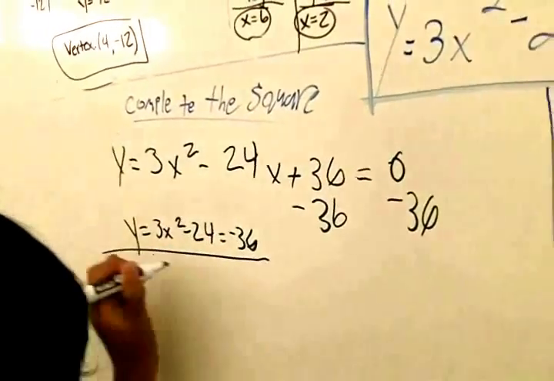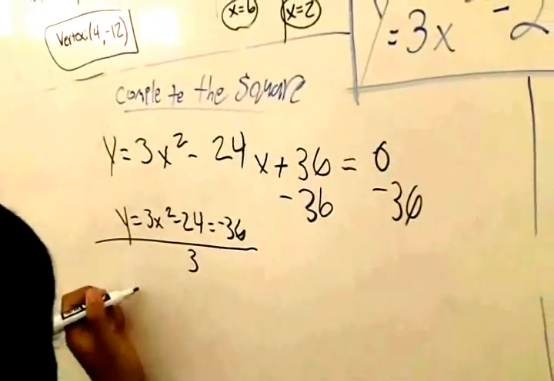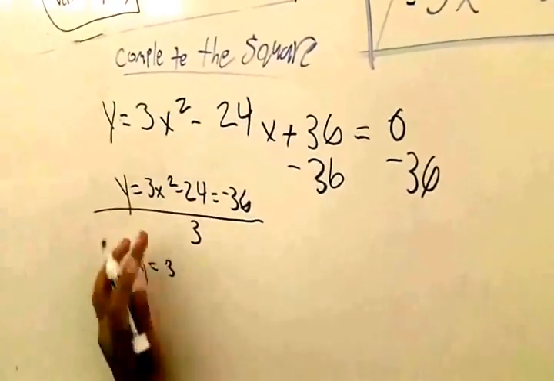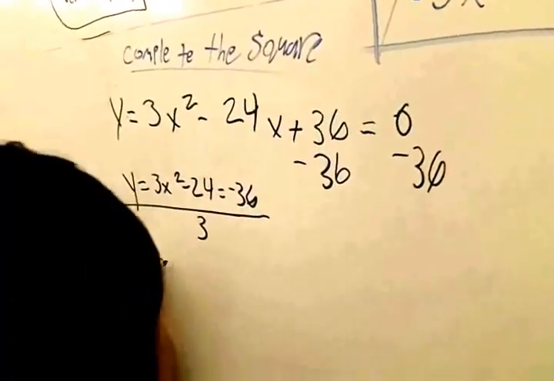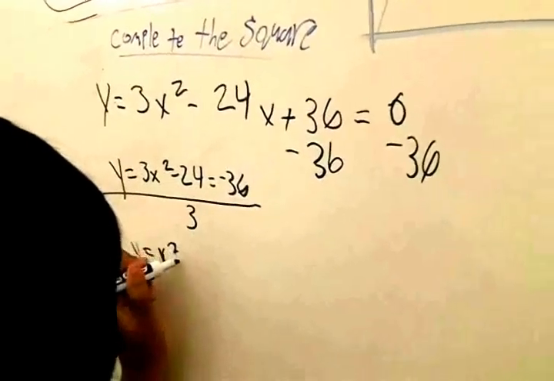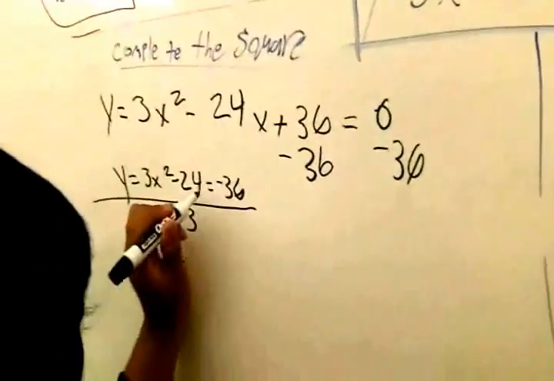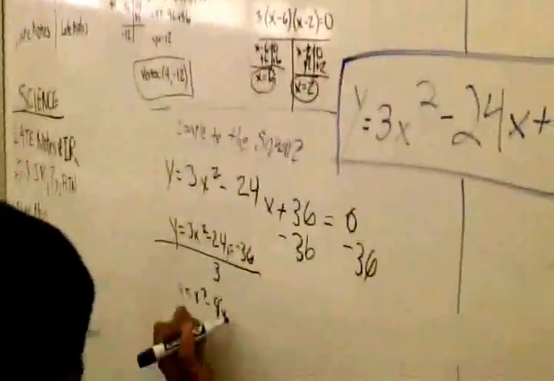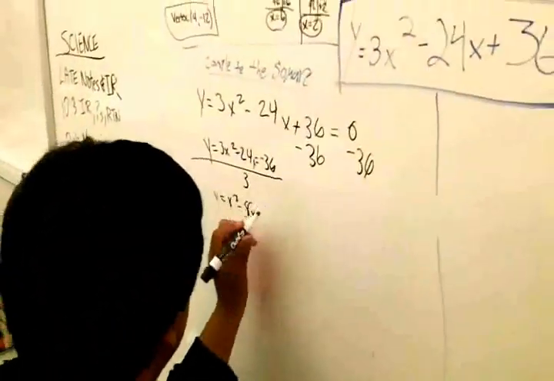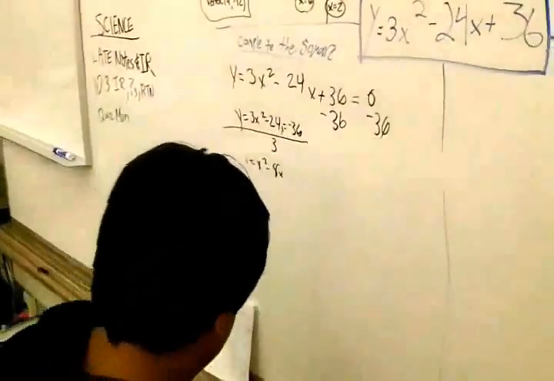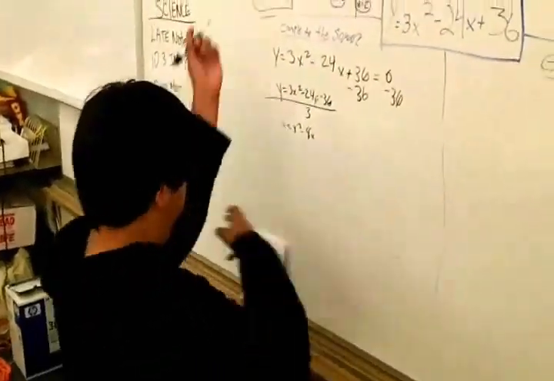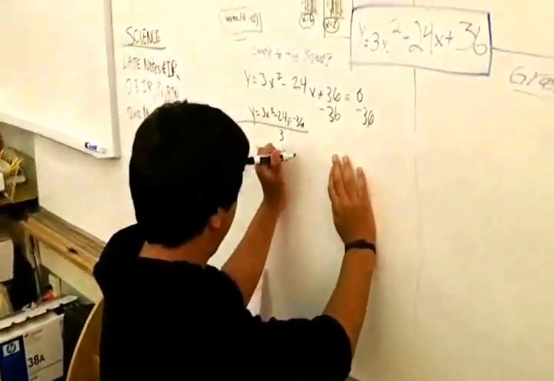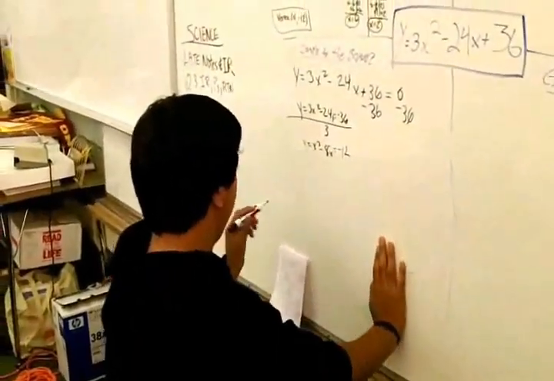So then I simplify it by 3. So now it's x squared minus 8x equals negative 12.